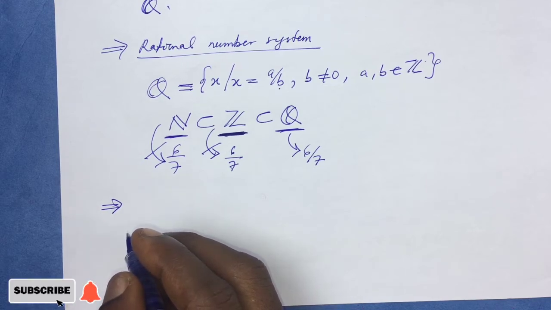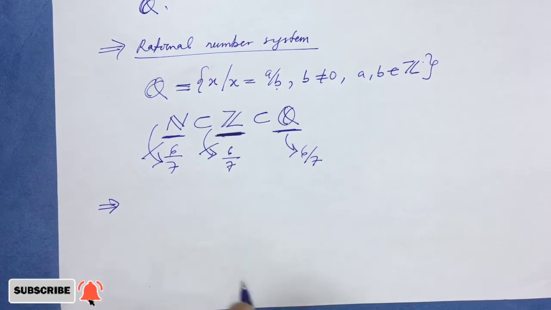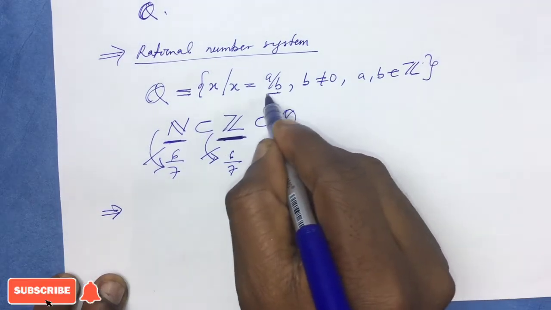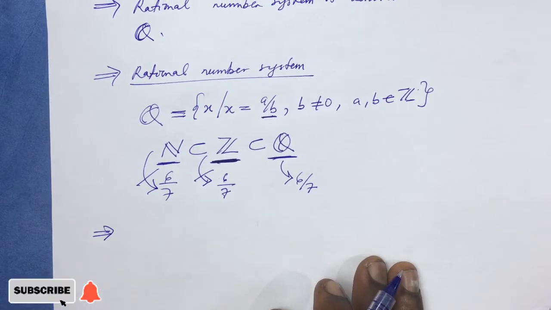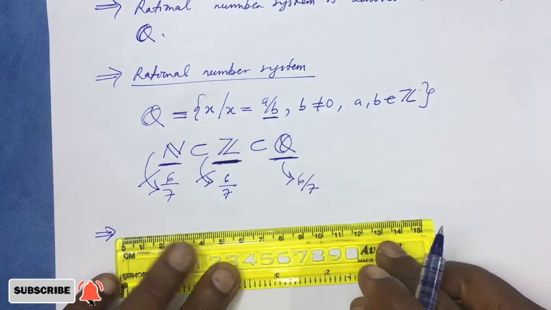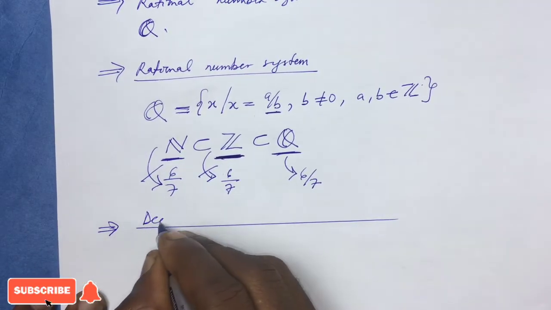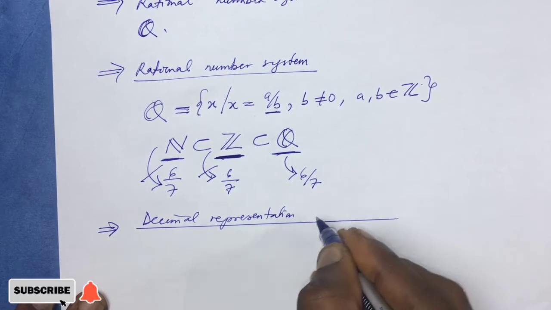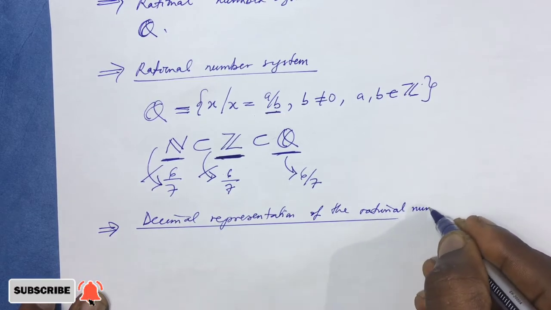For the rational number system, take note of one thing. In this system, you can express these fractions in decimal forms. And when you express them in decimal forms, certain characteristics will be seen about the rational number system. So I'm going to call this the decimal representation of the rational numbers, or the rational number system.